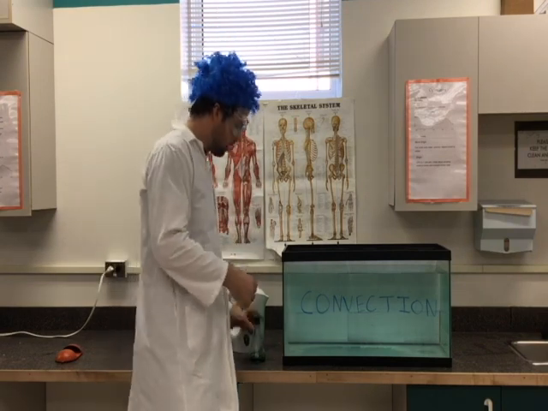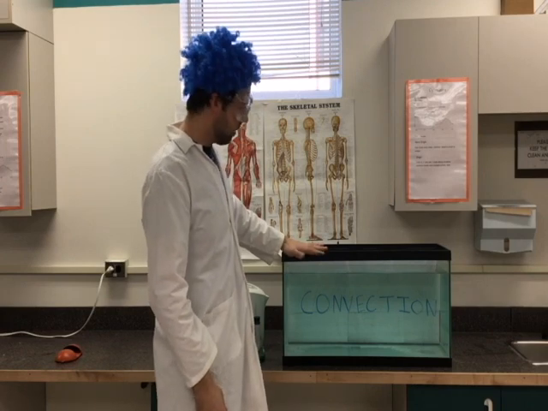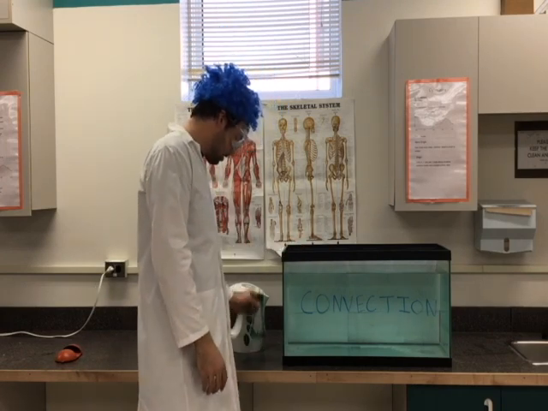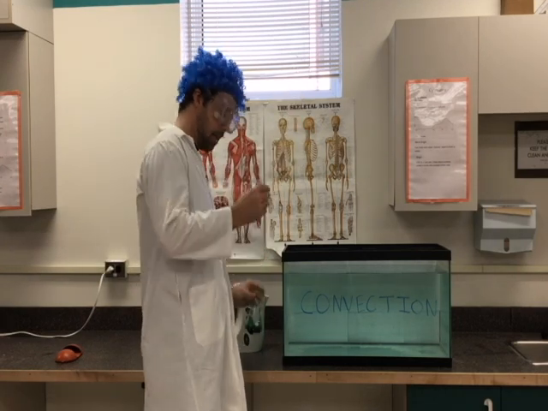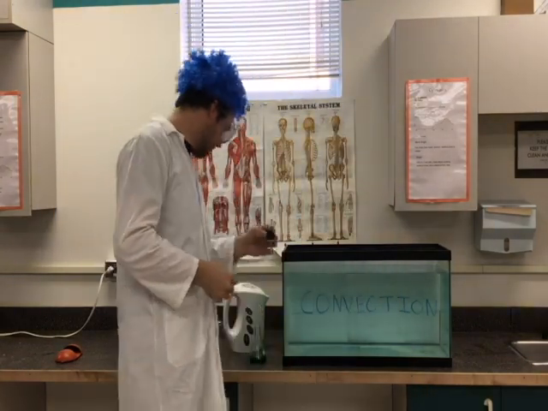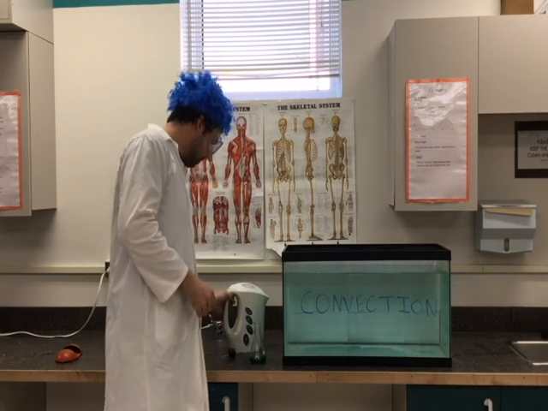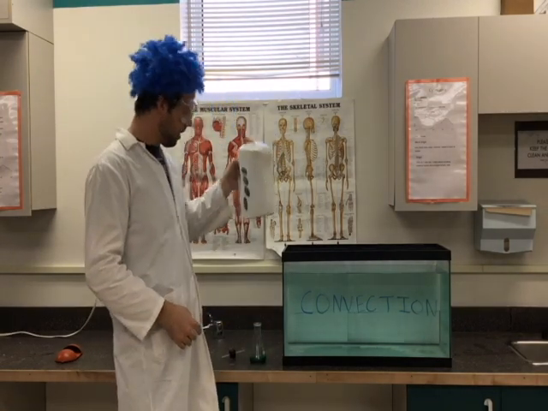So what we have here is a fish tank filled with lukewarm water, an Erlenmeyer flask with some green food coloring in there, a stopper with, I'm not sure if you can see, 2 holes, one with a glass tube, the other one without, just to allow water to go in and out of the flask, and hot water.